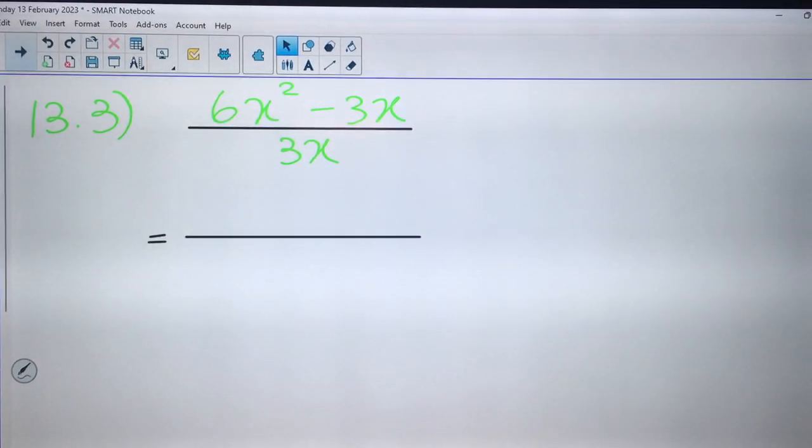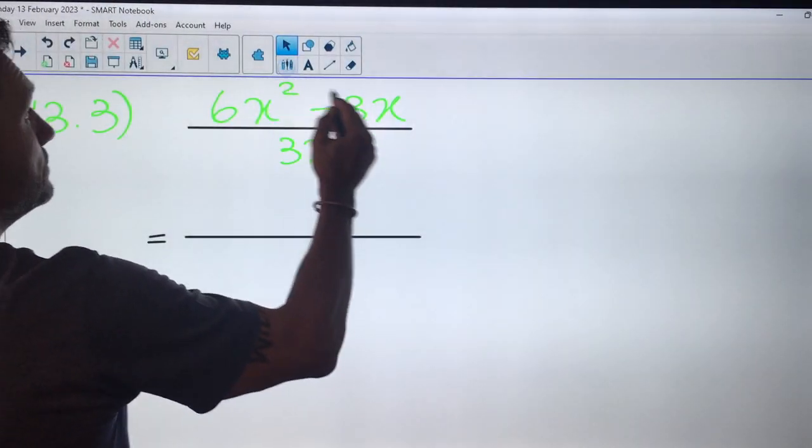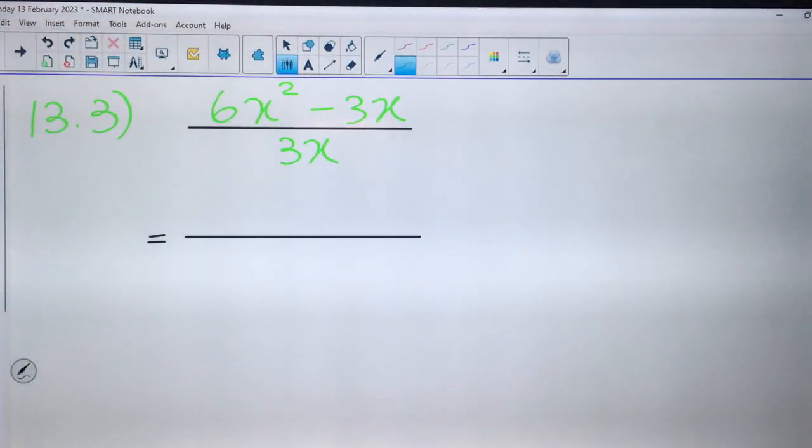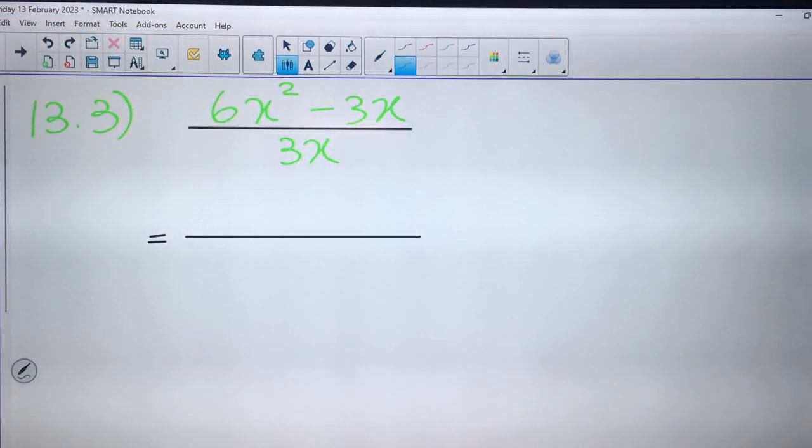So let's do this. Let's factorize. There's your first one, 13.3. So we just look at the top part. How can we factorize the top part? What is the highest common factor that we can remove here? Did you say 6 divided by 3? No, it's 3x.